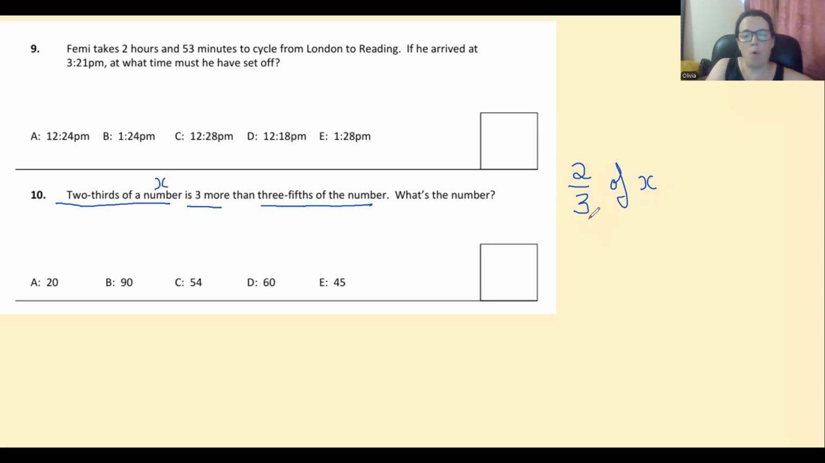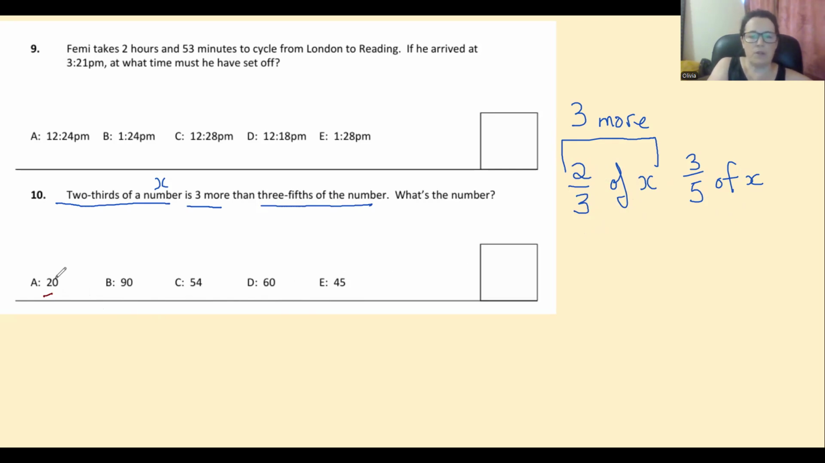Is 3 more. So that means this number is going to be 3 more than what? Than 3/5 of the number. What's the number? We don't know. It's this number here. It's X. So does that make sense? If I get 2/3 of a number and then I get 3/5 of the same number, my answer here is going to be 3 more. So what we do now is we're going to fill in these to see if we get the right answer.